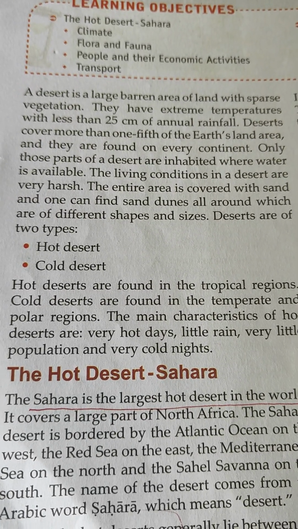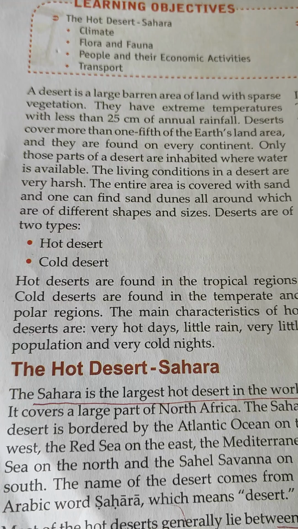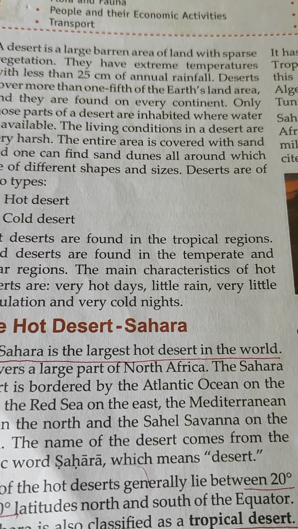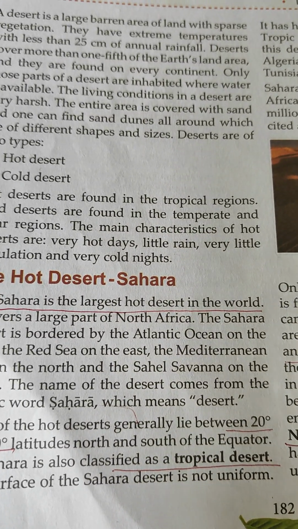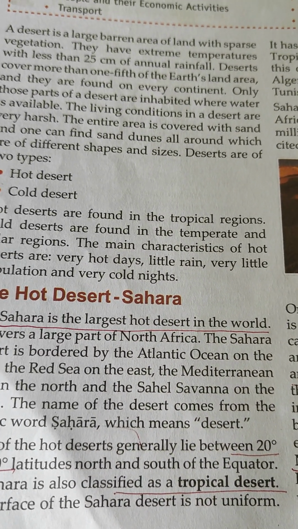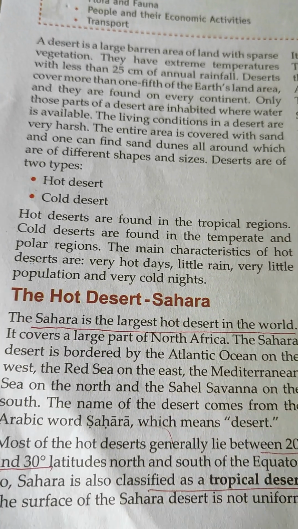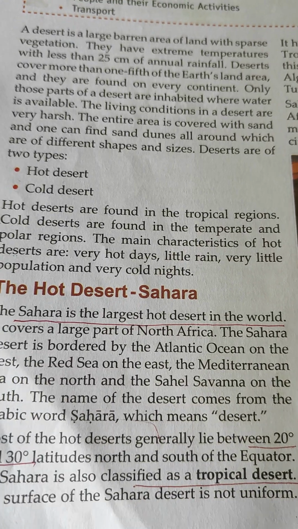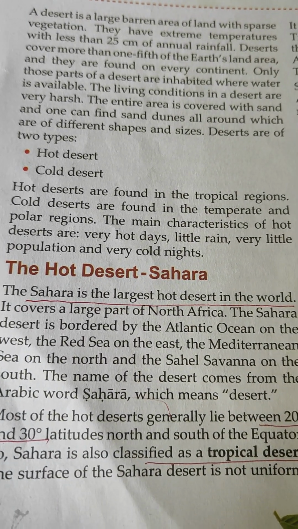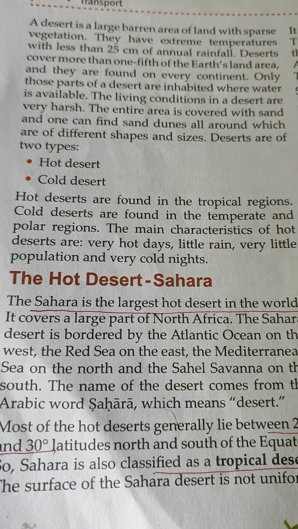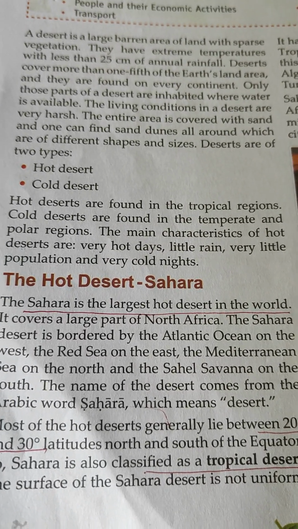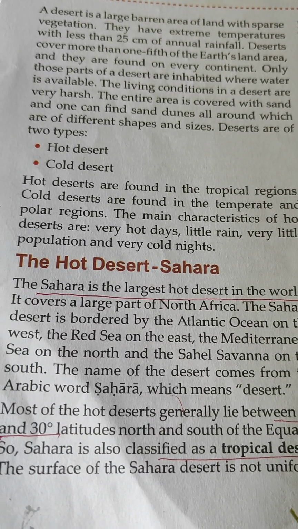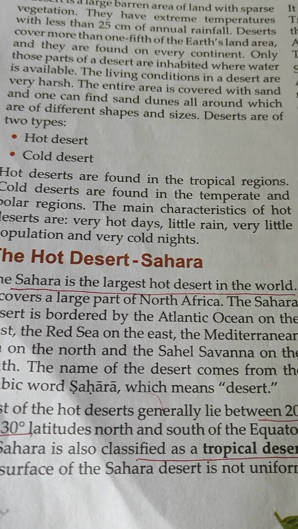So in this chapter, we learn about the hot desert of Sahara, which is the largest desert in the world, and the Ladakh region. So today we start with the hot desert, Sahara. Sahara lies in northern Africa as well as the tropical regions between the 20 degree to 30 degree latitudes.